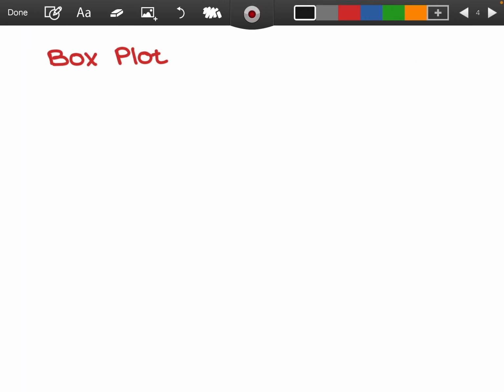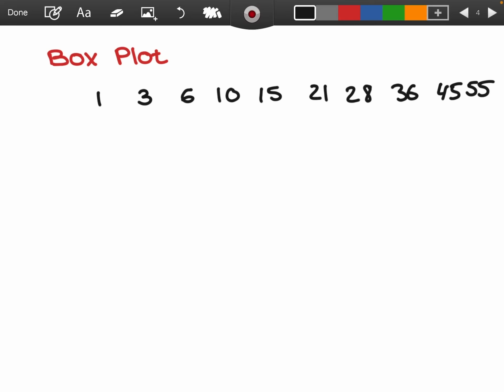What is a box plot? Well, it's a way of representing the spread of a data set. I'm going to look at another class who has taken a particular quiz, and we're going to look at the scores that they got. So the numbers that I'm going to use are 1, 3, 6, 10, 15, 21, 28, 36, 45, and 55.